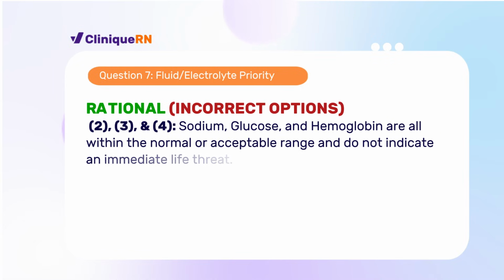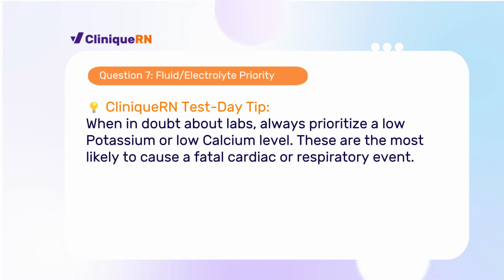Incorrect options 2, 3, and 4. Sodium, glucose, and hemoglobin are all within the normal or acceptable range and do not indicate an immediate life threat. Clinique RN test day tip: when in doubt about labs, always prioritize a low potassium or low calcium level. These are the most likely to cause a fatal cardiac or respiratory event.